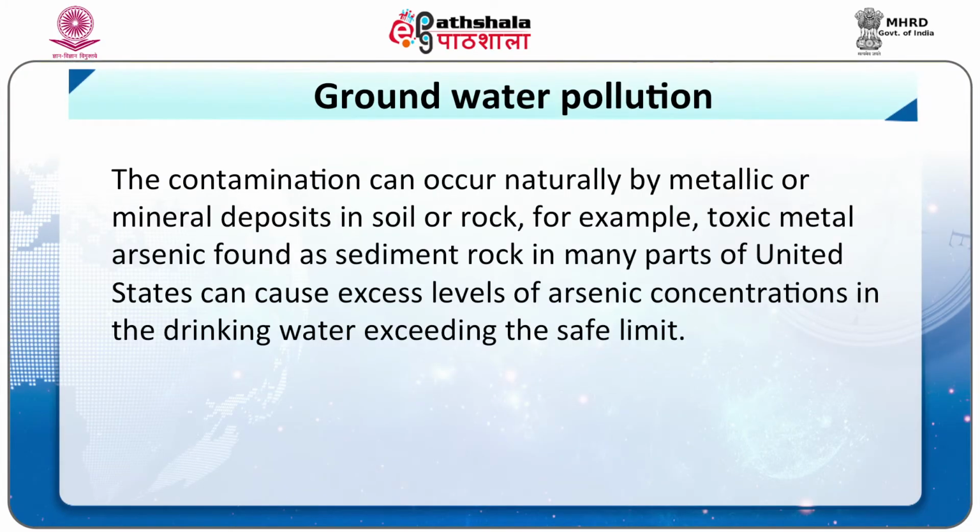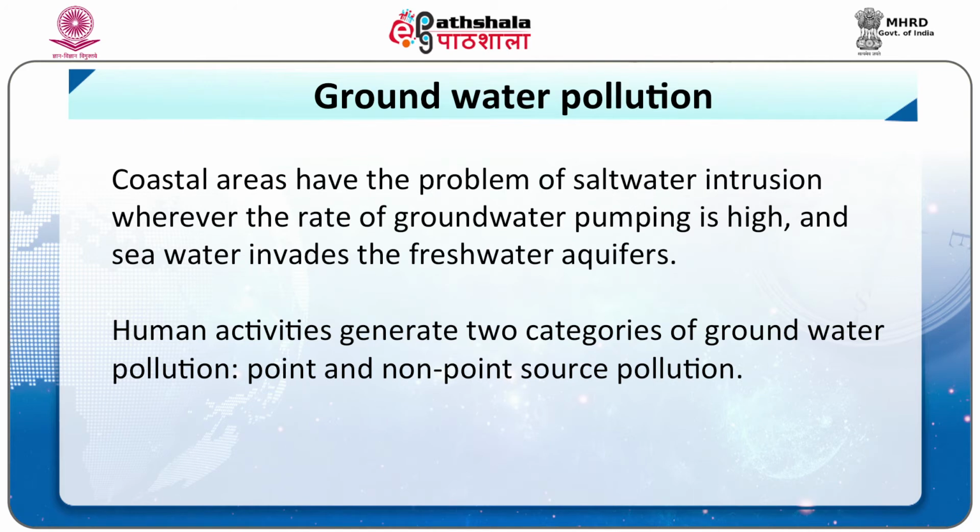The contamination can occur naturally by metallic or mineral deposits in soil or rocks. For example, the toxic metal arsenic found in sedimentary rocks in many parts of the United States can cause excess levels of arsenic contamination in drinking water, exceeding the safe limit. Coastal areas have the problem of saltwater intrusion wherever the rate of groundwater pumping is high and seawater invades the freshwater aquifers. Types of groundwater contamination by humans.